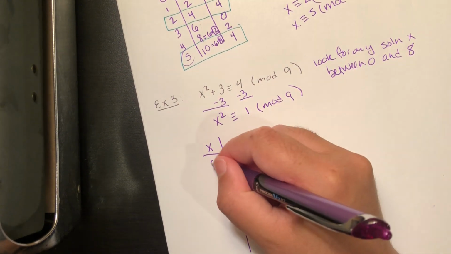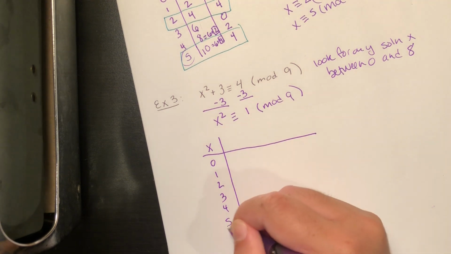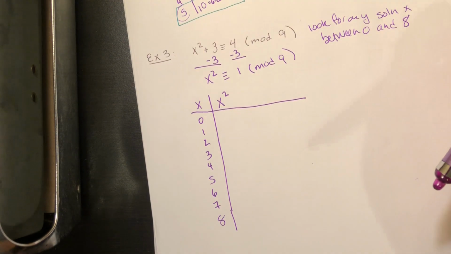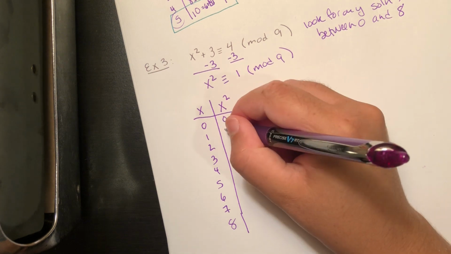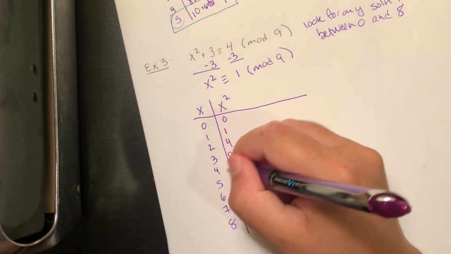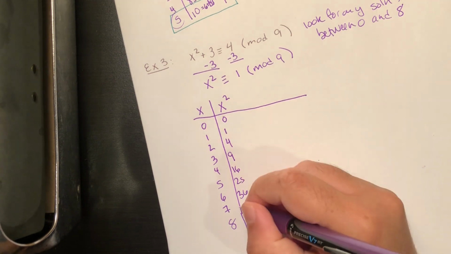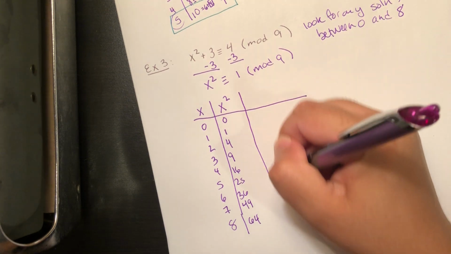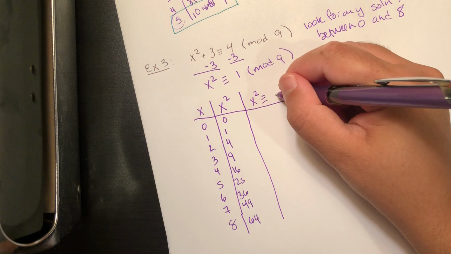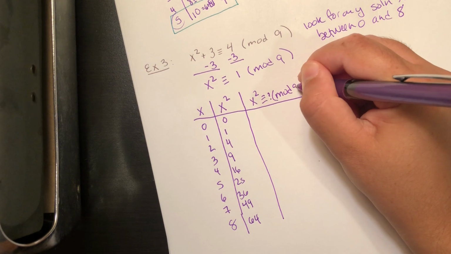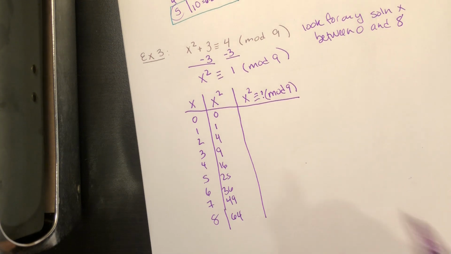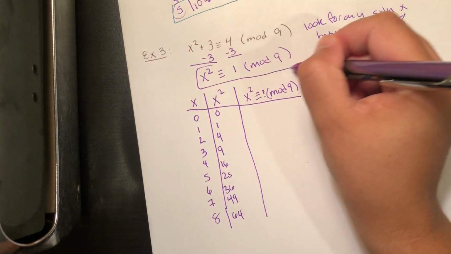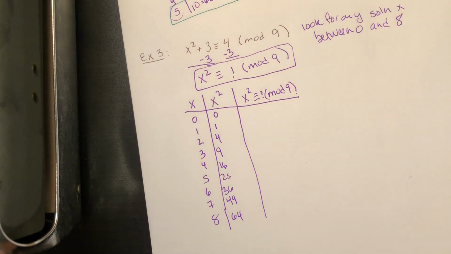Our possible solutions are the numbers 0, 1, 2, 3, 4, 5, 6, 7, and 8. List out what x squared would be for each one of those: 0, 1, 4, 9, 16, 25, 36, 49, 64. And then finally, I want to see what x squared is equivalent to mod 9. So I'm going to reduce everything in this column mod 9, and look for any solution that's equivalent to 1, right? That's what we're going to be looking for here.